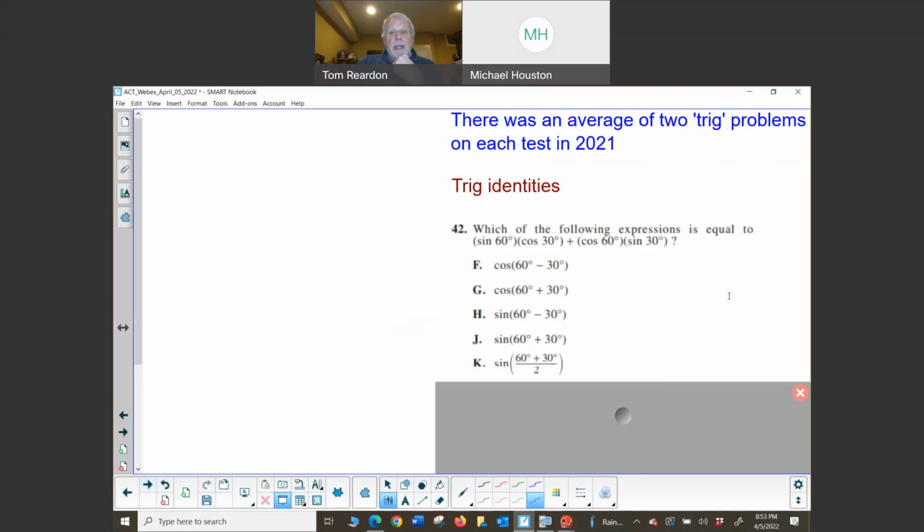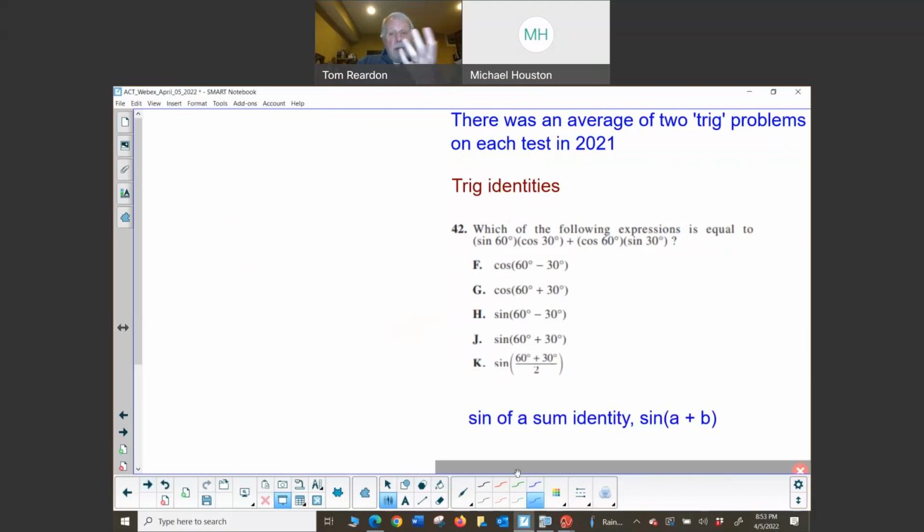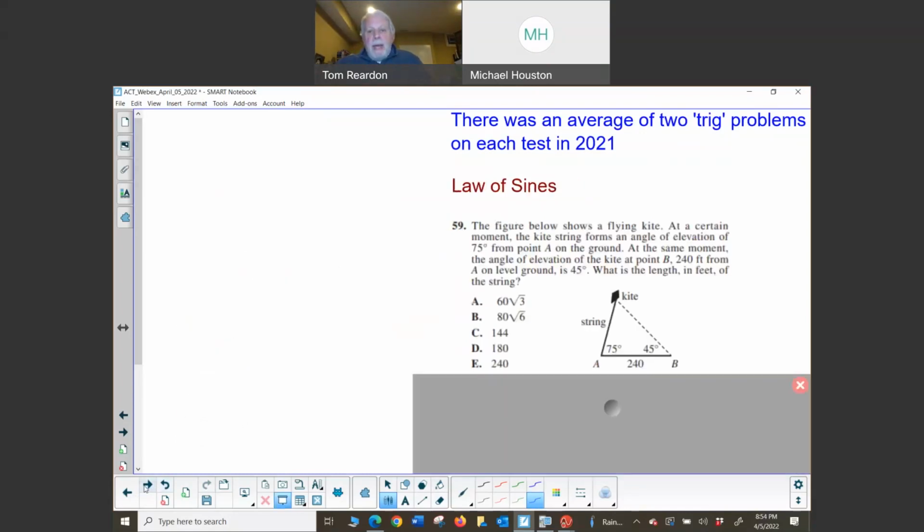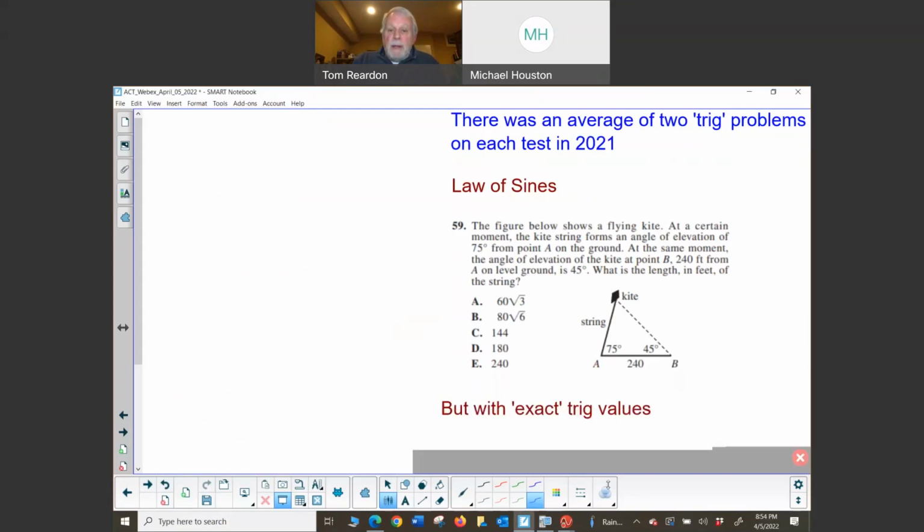This one shocked the heck out of me. I don't know that I've ever seen the sine of a sum identity on an ACT test before, but it was there. And notice they're not simplifying it. They're just saying, do you understand that identity? They had 2 problems on sinusoid graphing. This one is pretty straightforward, but easy to miss. This one is a little more complicated. And then law of sines is now being tested, or has been tested.